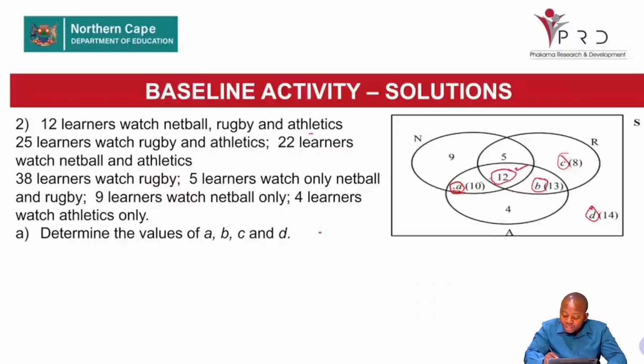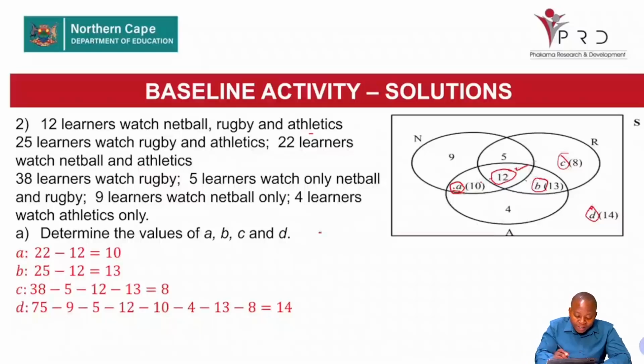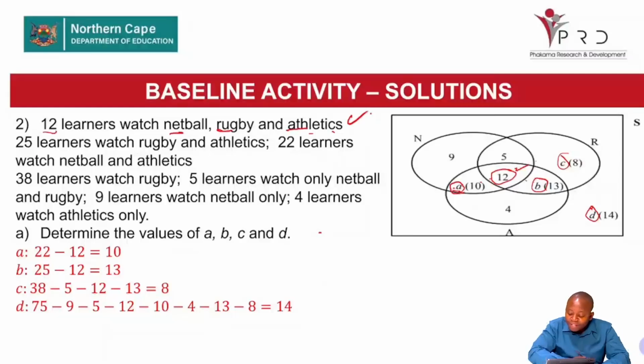Now we can check the other two intersections. How can I find the value of A? We are told that 12 learners watch netball, rugby, and athletics. The 12 learners is for everything, so 12 learners were already plotted for us. They said 25 learners watch rugby and athletics. Athletics is here, rugby is here. So this intersection alone, the total must be 25. Now we proceed.